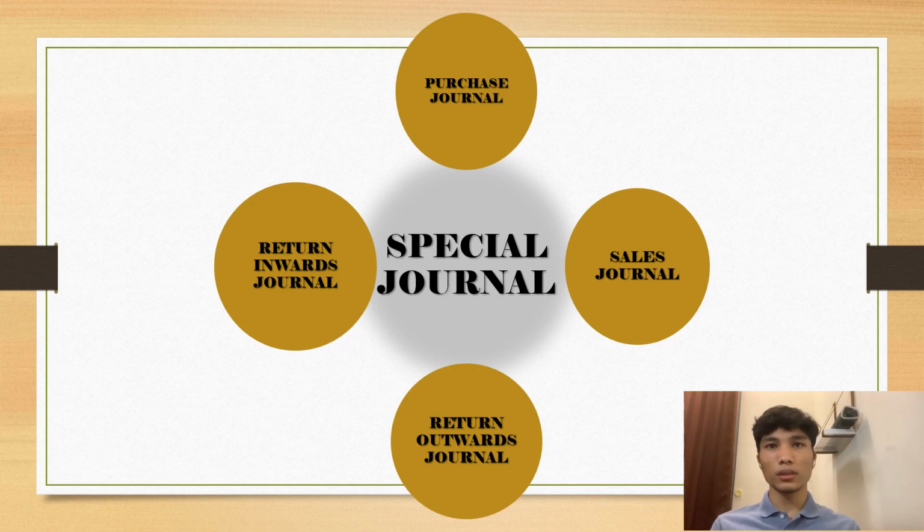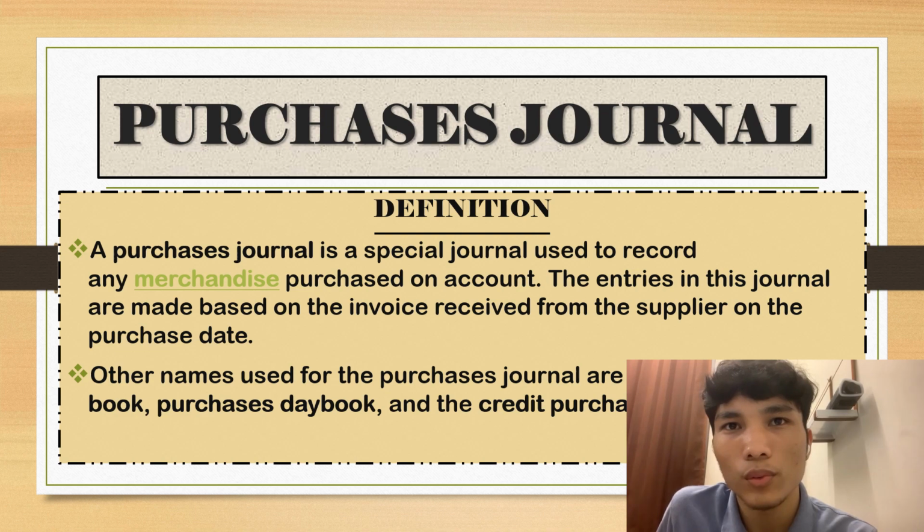The special journal is divided into four topics. Number one is the purchases journal, number two is the sales journal, number three is the return outward journal, and last but not least is the return inwards journal. The first one is the purchases journal. The definition of the purchases journal is a special journal used to record any merchandise purchased on account. The entries in this journal are made based on the invoice received from the supplier on the purchase date.